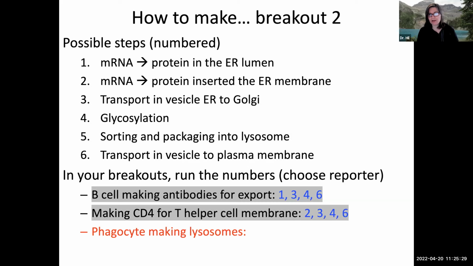I'm going to send you off to your breakouts. When you're done chatting with your people and figuring it out, come back to the main room, and it should be relatively quick.